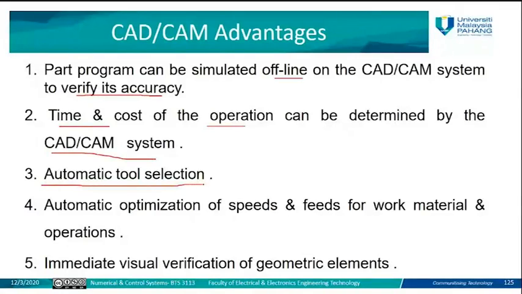Automatic tool selection. No need to define the code by yourself, to go and select tool number one, tool number two. No, the system will select the tool based on the drawings that are already fed into this system. Automatic optimization of the speed and feed rates. That means the CAD/CAM programming system will decide which is the good speed to accomplish this task, and which is the good feed rate to be selected.